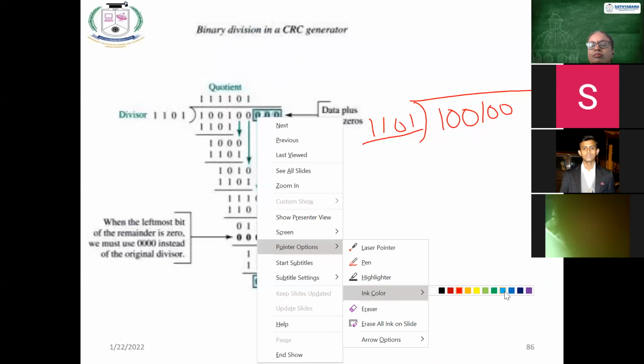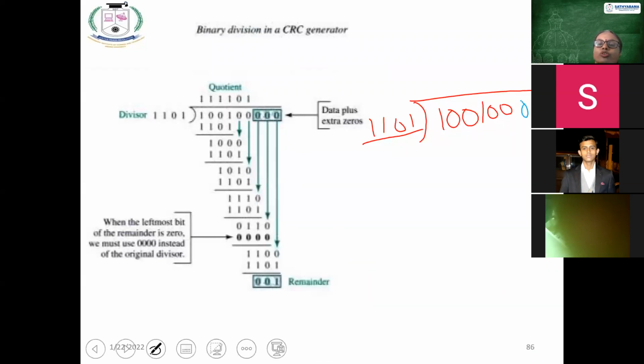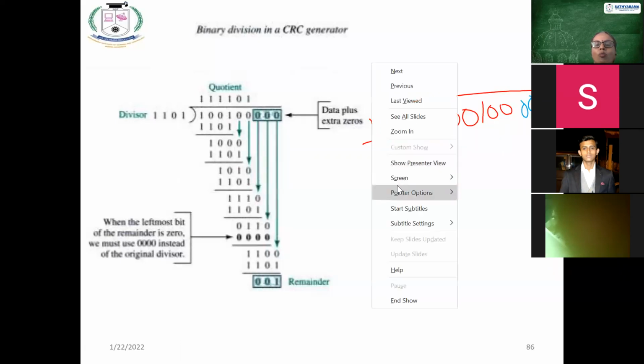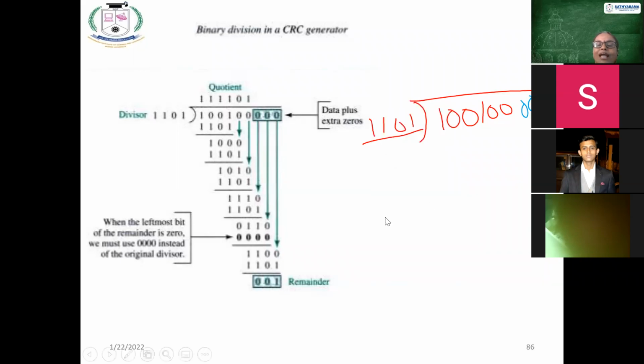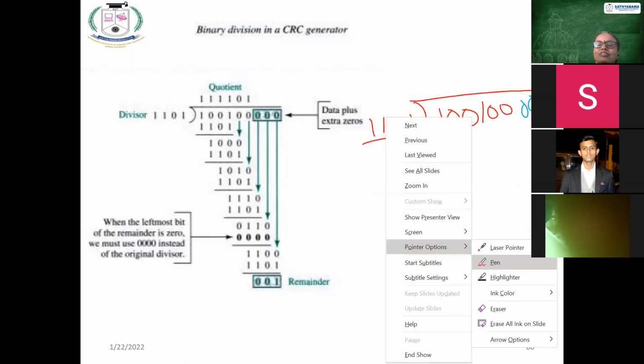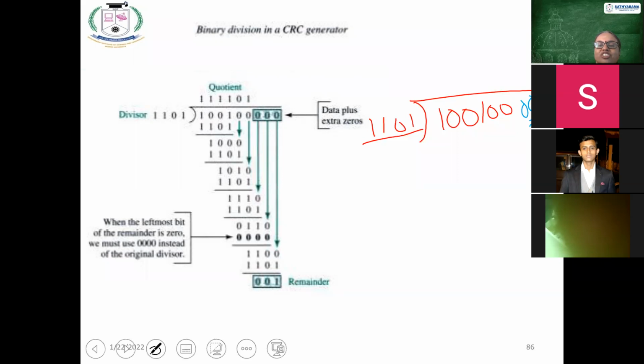How many students have completed the program? 0, 0, 0. Is it clear? Why am I adding these? Because this is my extra bit. The divisor is 4 bits, so automatically 3 bits are appended. Is it clear? If the divisor has L bits, then L minus 1 bits will be appended.